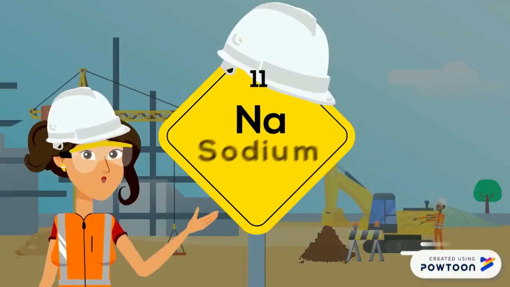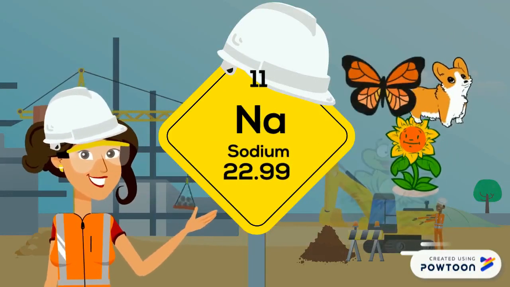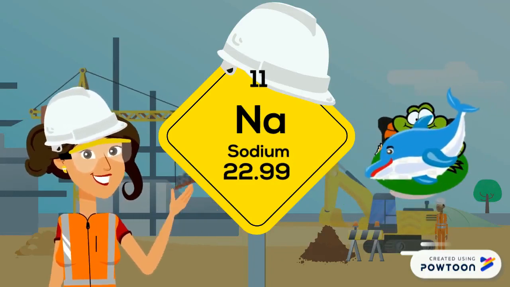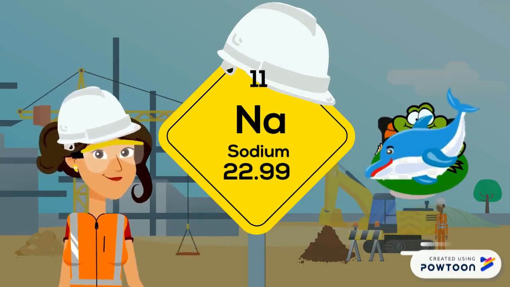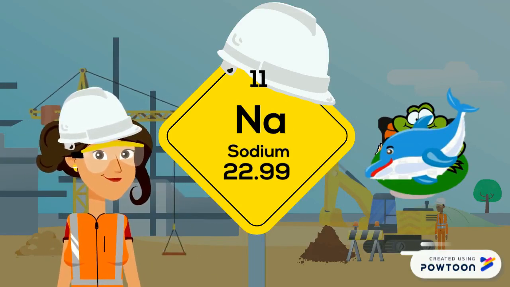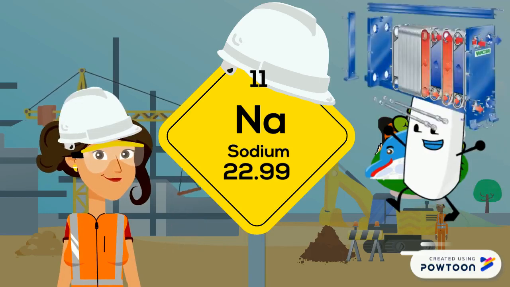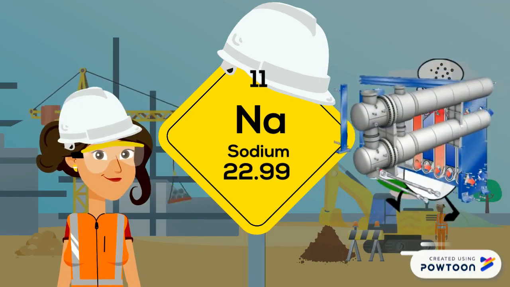Sodium is essential to all living things. It has a symbol of Na, atomic number of 11, and atomic mass of 22.99 grams per mole. In household uses, the most common is sodium chloride, or salt. It is used as a heat exchanger in some nuclear reactors and as a reagent in the chemical industry.